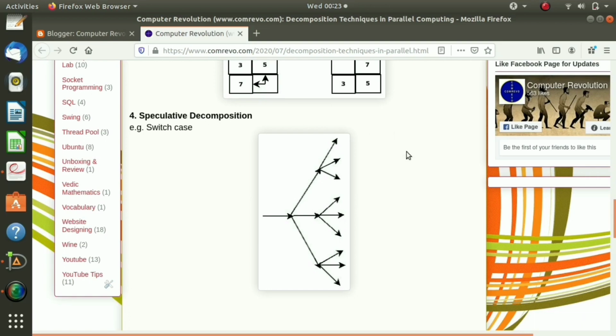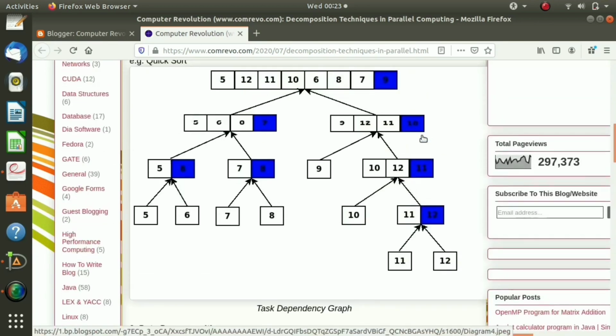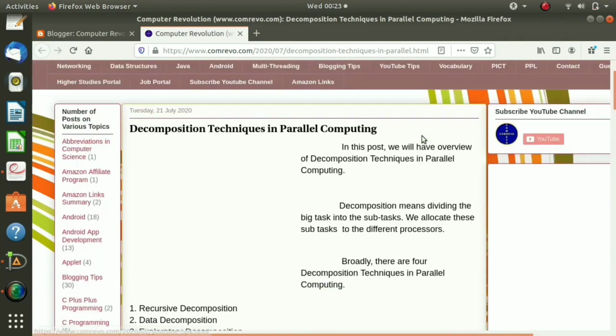There is one more decomposition technique called the hybrid decomposition technique. If we combine multiple decomposition techniques together, then that is called hybrid decomposition. So in this way we have multiple decomposition techniques.